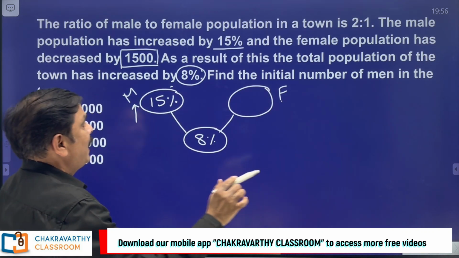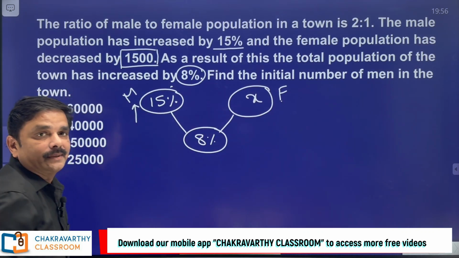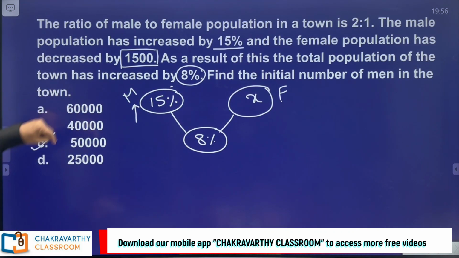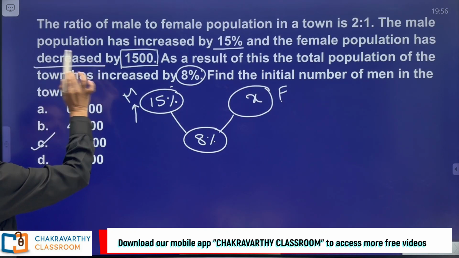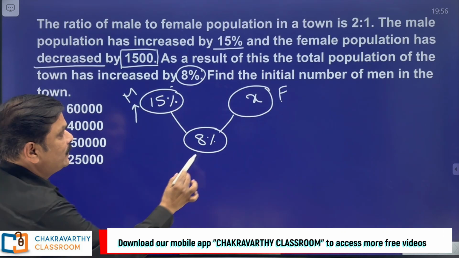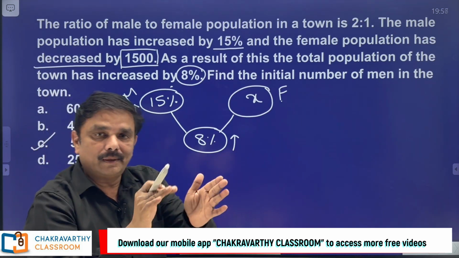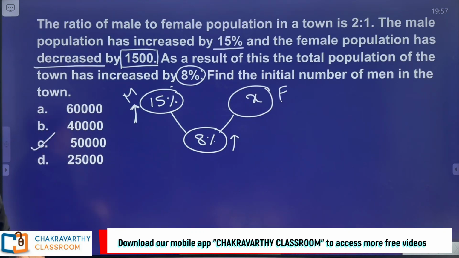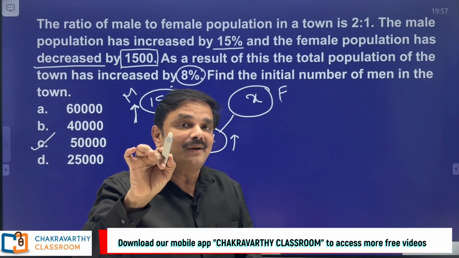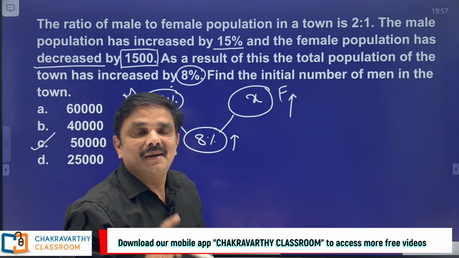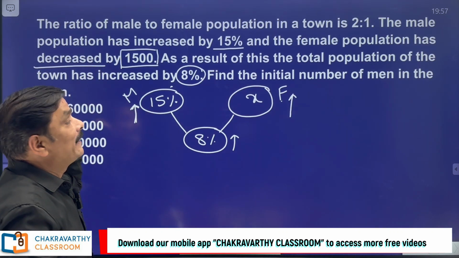In that case, I take this one as X. I'm sorry, I misspelled something. Female population, what is that one? Female population is not increased, it is decreased. I'm so sorry, right? So that is decreased. Now students, you see, this is increment. Alright, male and female together increased by 8%. Now, male population increment. As I told you, all three should be of the same category. Most of the students are getting confused here. Here I should take female also as increment, but in the problem it is given as decreased.